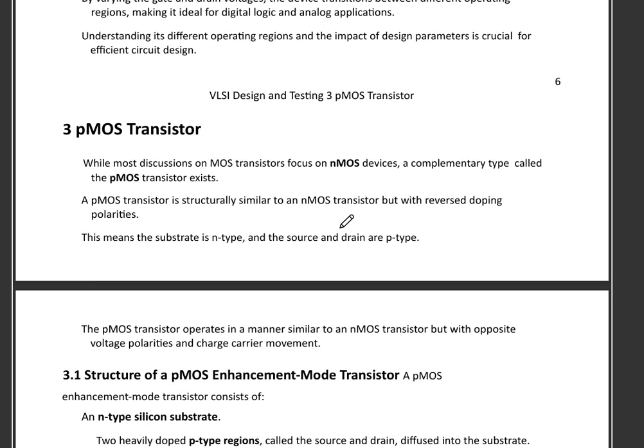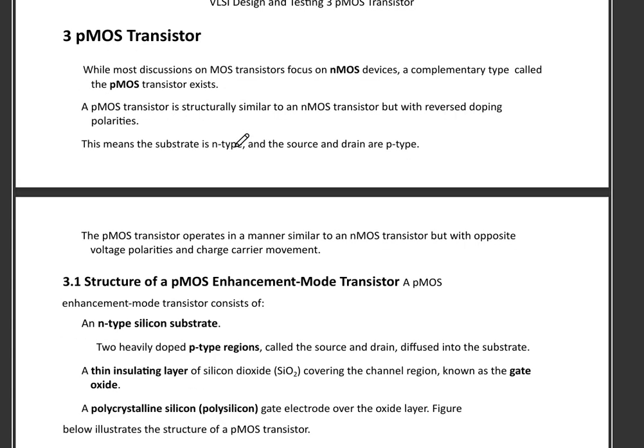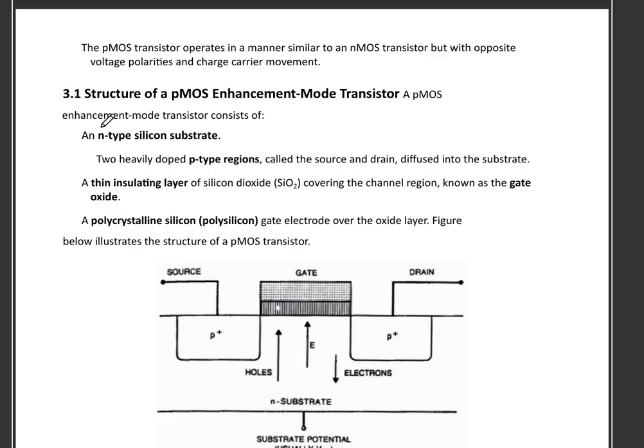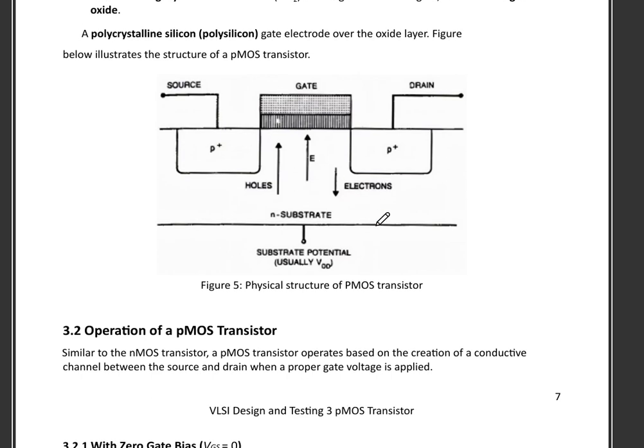And coming to the PMOS transistor, it is the complement of NMOS transistor. The structure is similar, but it has reverse doping polarities. So it has an N-type silicon substrate and two heavily doped P-type regions along with the thin insulating layer and polysilicon layer. So if you remember one, you will be able to write the other one as both are complementary.